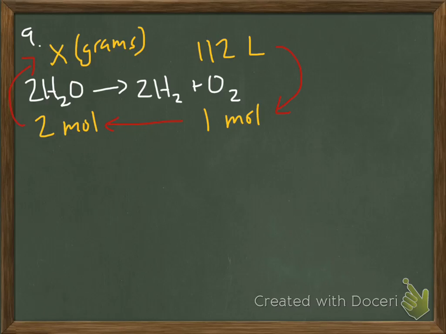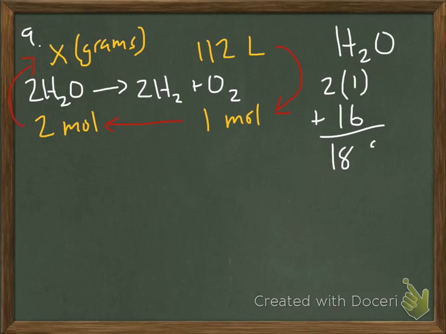To find the molar mass of water, water is H2O. So you have to do 2 times the mass of hydrogen, which is 1, plus the mass of oxygen, which is 16. So the mass of water is 18 grams per mole. This is something that you'll probably have memorized by the end of the week. Water, 18 grams per mole. It's a very common molar mass to use.